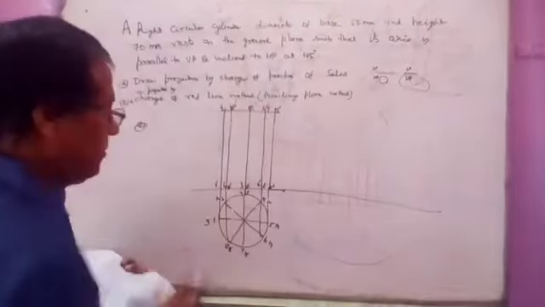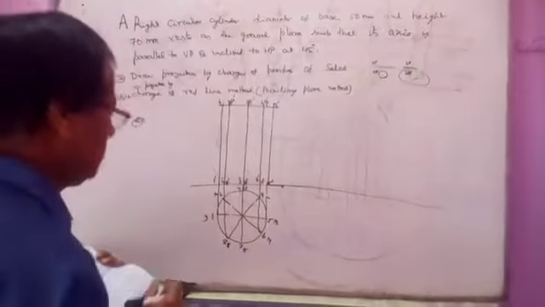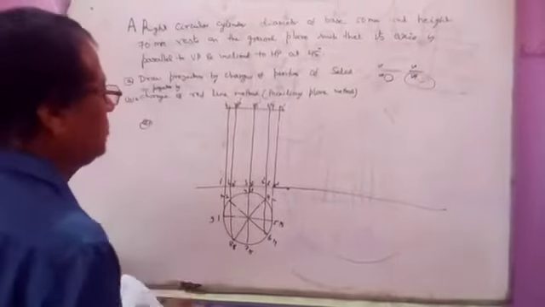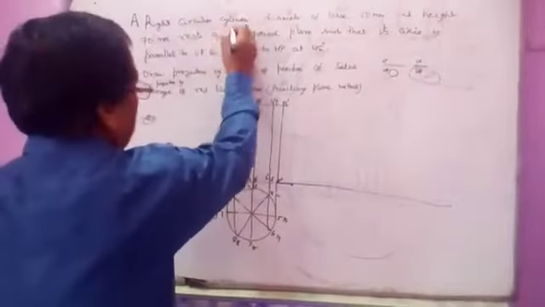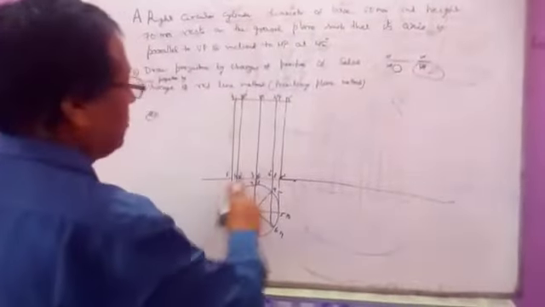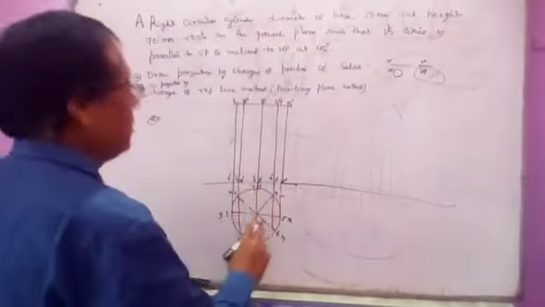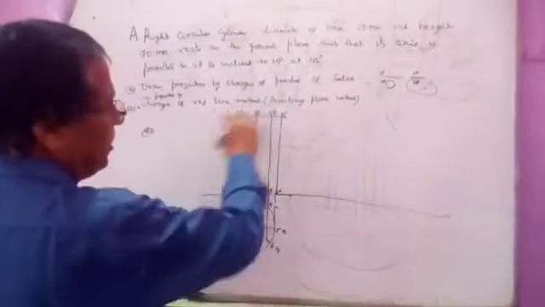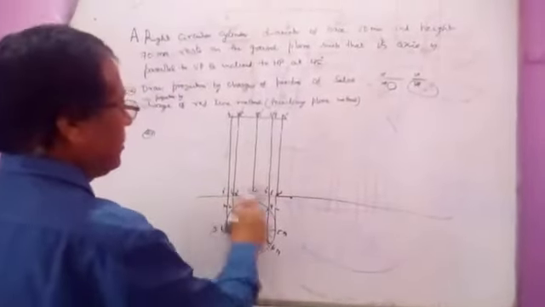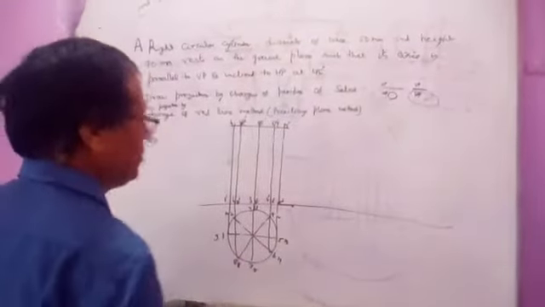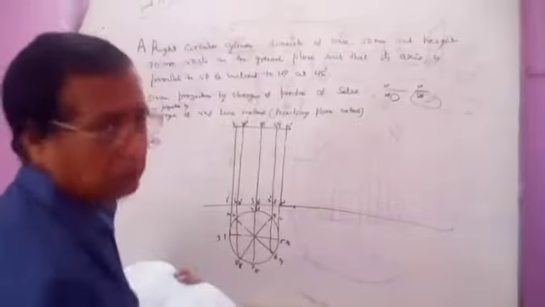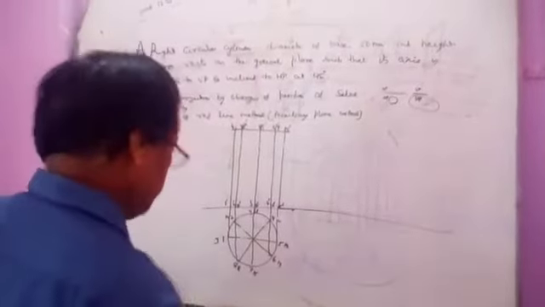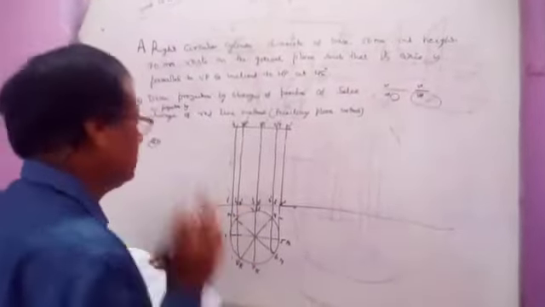I have drawn a picture. It is already of first year, so I have done it. And the case is of cylinder. So plan will be a circle, as you know, and elevation will be a rectangle. And the circle is divided into 8 parts. You can divide it into 4, 8, 12, 16 like that. So I have divided it into 8 parts.